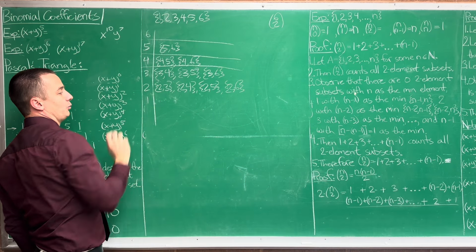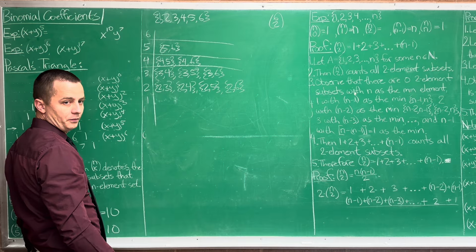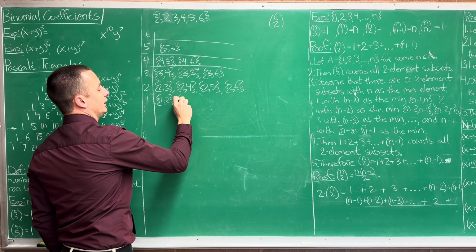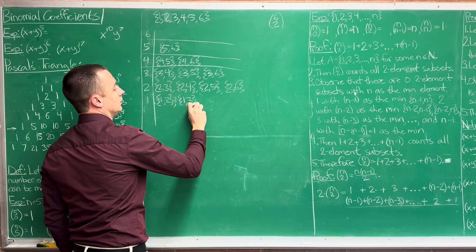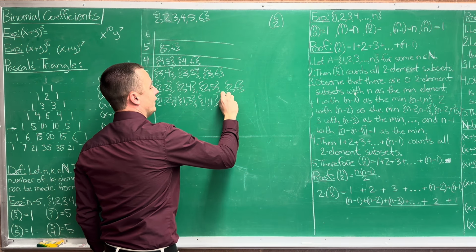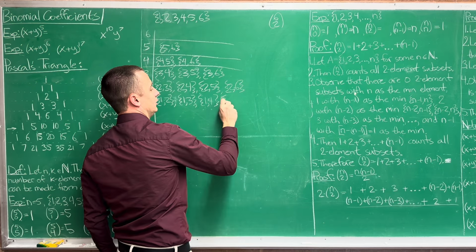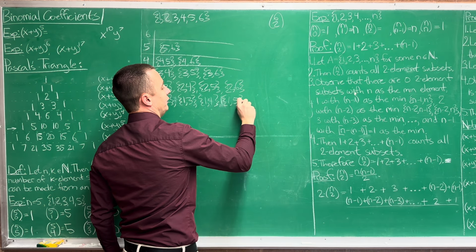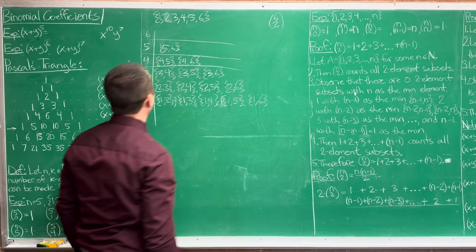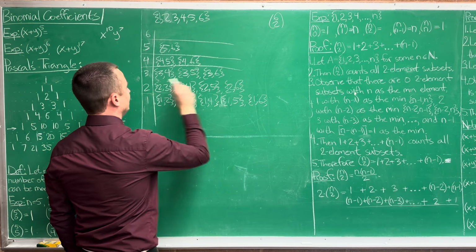And finally now with 1 as my smallest element. 5. I can have 5 of them. I can have 1, 2. I can have 1, 3. I can have 1, 4. I can have 1, 5. And finally I can have 1, 6. And so, how many total do I now have?